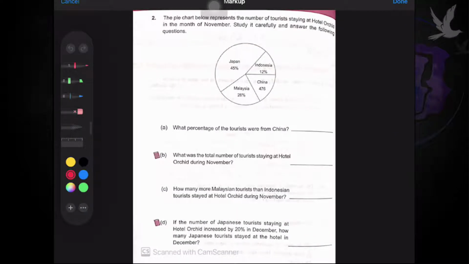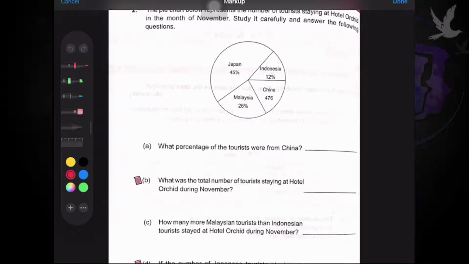Okay, number 2. The pie chart below represents the number of tourists staying at Hotel Orchid in the month of November. Study it carefully and answer the following questions. So, may mga clues tayo dyan that you can notice. Yung clues natin dito. Japan, 45%. Indonesia, 12%. Malaysia, 26%. So even before answering, you'll be able to get the hint of that. So add nyo lang muna yung lahat, 45, 12, and 26. Whatever your answer is, subtract it from 100.